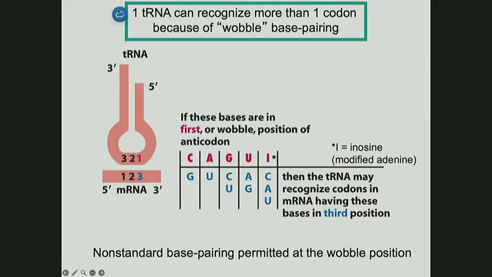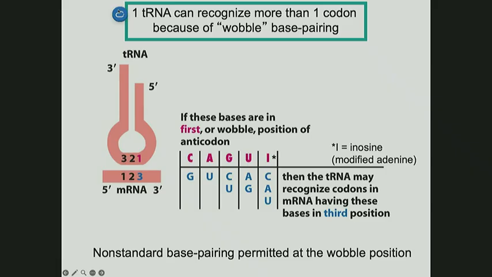All right, so there is a property of codon-anticodon interactions that allows for what we call wobble base pairing. And wobble base pairing simply means that it is non-standard base pairing that is permitted, but only at the wobble position. For tRNAs, the wobble position will be the first nucleotide from the 5' end that is going to be base paired to the 3 position of the mRNA codon.